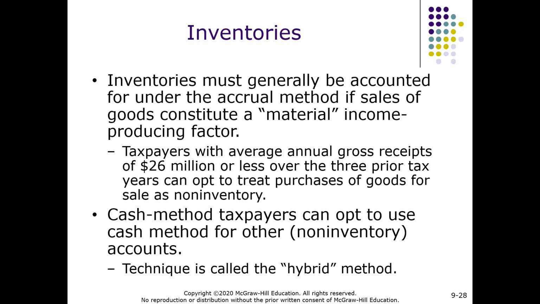Inventories must be accounted for under the accrual method if sales constitutes a material income producing factor. So taxpayers with average gross receipts of $26 million or less can opt to treat cost of goods as non-inventory. Generally speaking, most of my clients do it. They take purchases. They want to be able to deduct everything immediately. I usually force them to do some inventory.